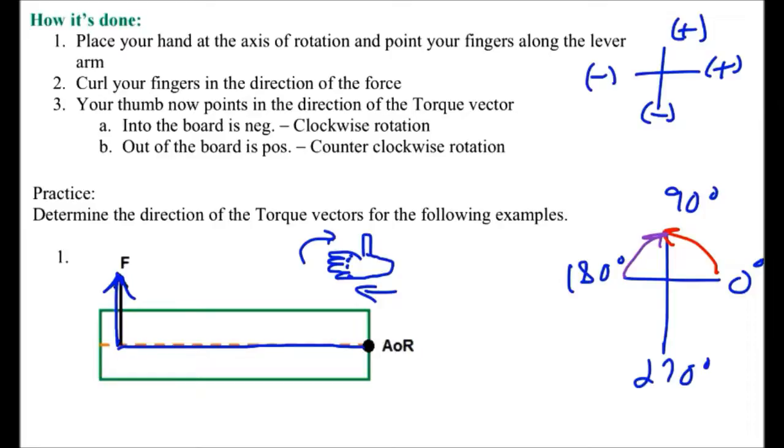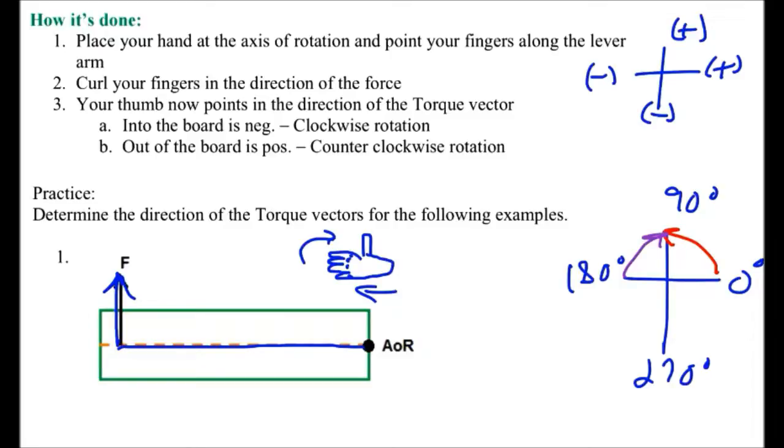So a clockwise rotation is going to be negative, and a counterclockwise rotation is going to be positive. In that case, your thumb would be pointing out of the board. All right, let's see if we can figure out what the sign of the torque value would be here. We don't have any numbers, so we're not getting a magnitude. We're just going to determine the direction here.